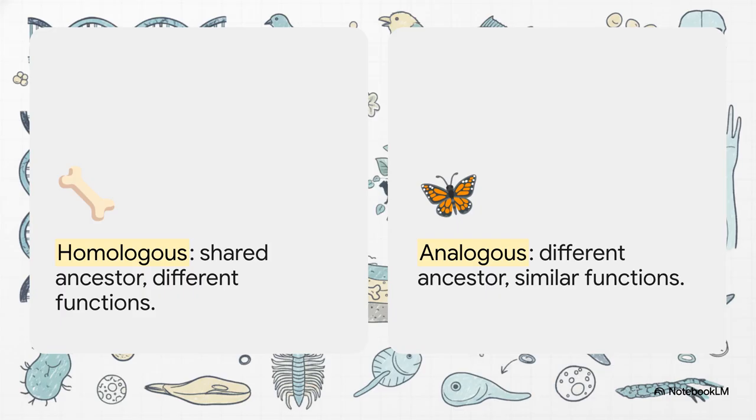On the flip side, we have analogous structures, like a bird's wing and a butterfly's wing. These are completely different structures that just happen to evolve independently to solve the exact same problem, which in this case is flight. So homologous structures prove shared ancestry, while analogous structures show how environments shape biology.